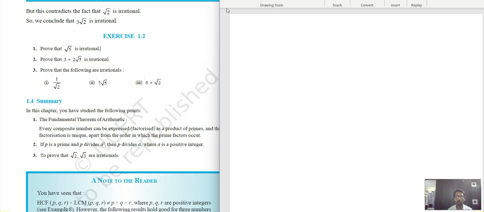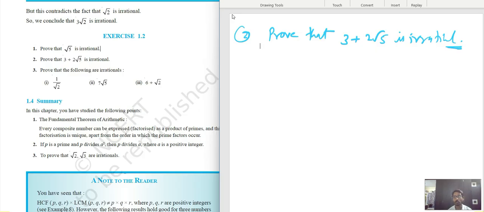So question number 2 now we are going to discuss. What is the question? Prove that 3 plus 2 root 5 is irrational. If the previous question comes, that will come for 3 marks, and if this comes, this will come for 2 marks, because it is easier than that. So again in the solution, let 3 plus 2 root 5 be rational.